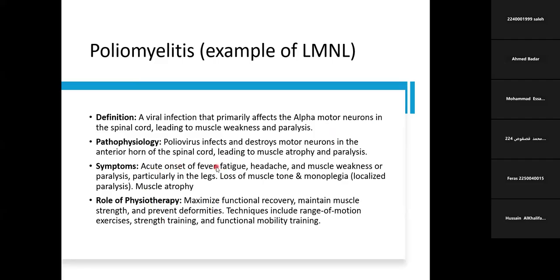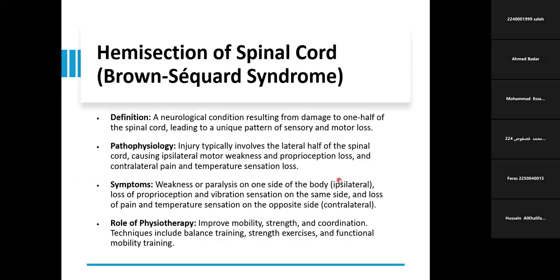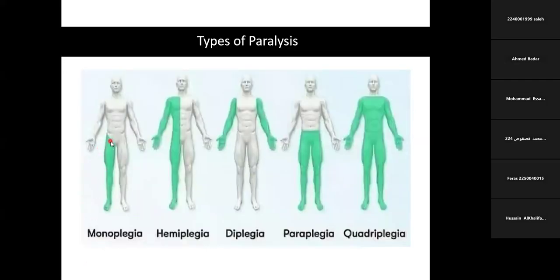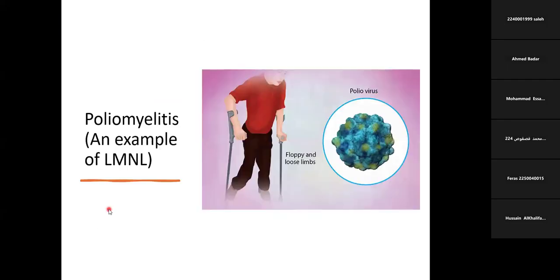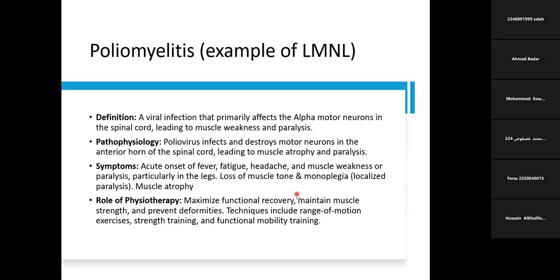There is acute onset of fever, fatigue, headache, muscle weakness, or paralysis, particularly in the legs, loss of muscle tone. Now, why we learned monoplegia? You remember? Monoplegia. That is why we learned it. Example of monoplegia is poliomyelitis. So poliomyelitis is monoplegia, localized paralysis. Then there will be muscle atrophy because it is lower motor neuron lesion. And I discussed it with you in the class in detail.